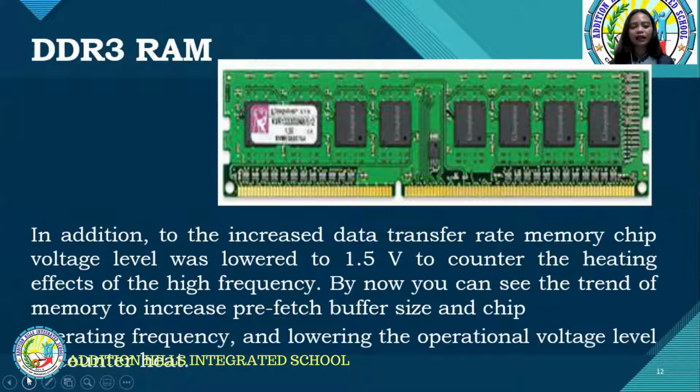By now, you can see the trend of memory to increase prefetch buffer size and chip operating frequency, and lowering the operational voltage level to counter heat. So, pag mas mababa yung voltage level, hindi siya ganun yung mag-iinit talaga ng sobra, at hindi rin malaki yung possibility na masira yung ating RAM.